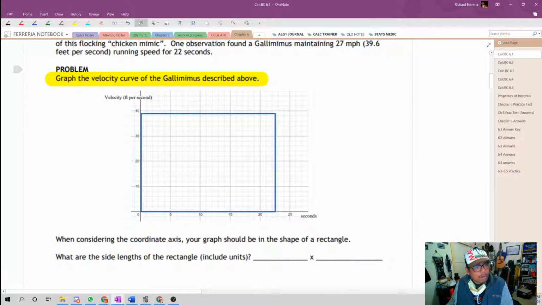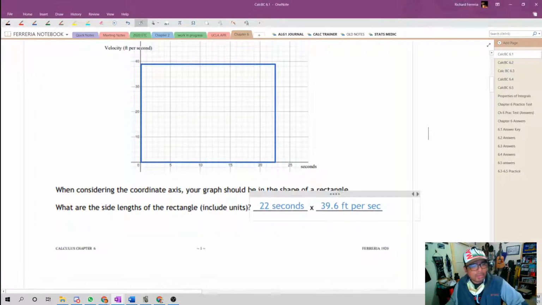And then what are the sides of this rectangle? Well, the width over here is going to be 22 seconds. And then the height of this rectangle is going to be at 39.6 feet per second. All right. Most people don't realize that when you create dimensions, you've created a multiplication problem. I think you all see the multiplication symbol there.